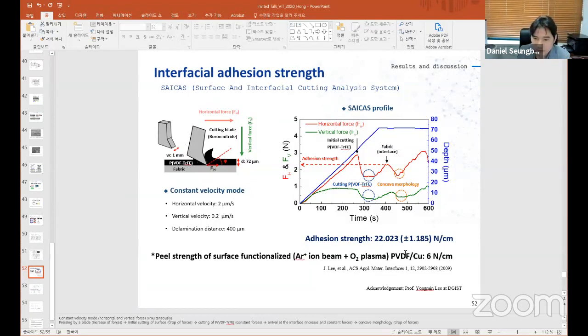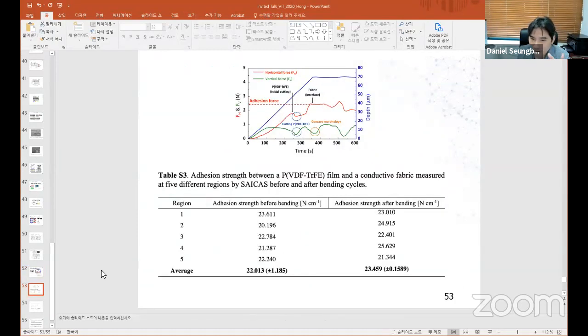And lo and behold, the adhesion strength was 22 Newton per centimeter, which is the largest or highest that I've seen before. And to give you a perspective, PVDF is the binder used in lithium-ion batteries. And if I talk to battery people, they don't know PVDF is ferroelectric. They just think it's a chemically inert binder. So we need to talk. We need to talk to other people in other fields, right?